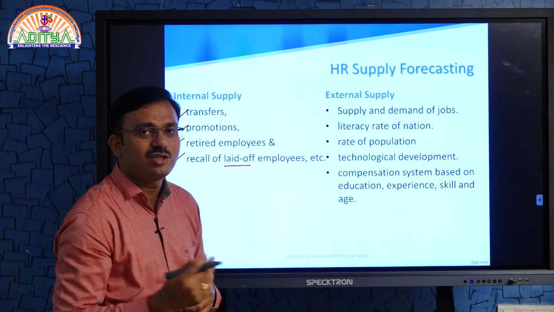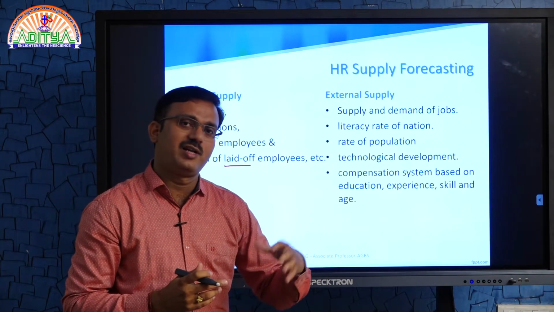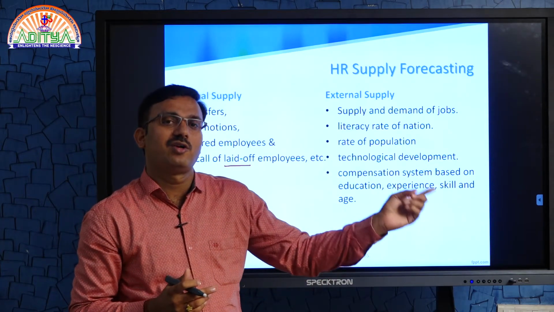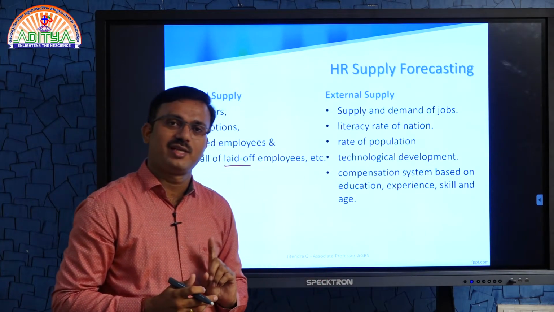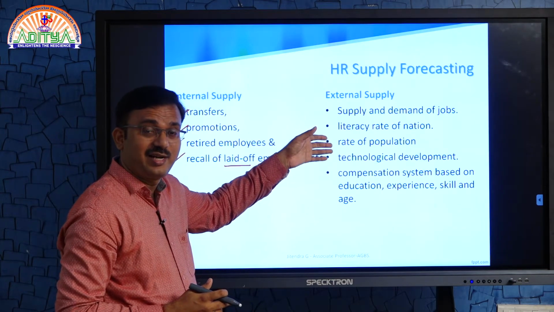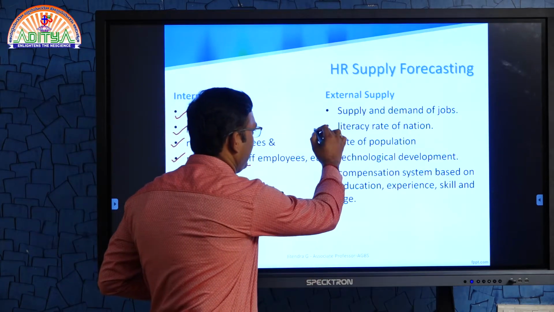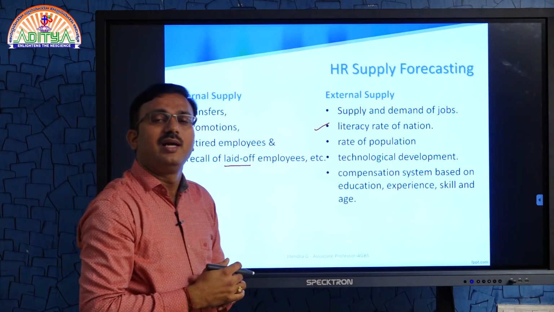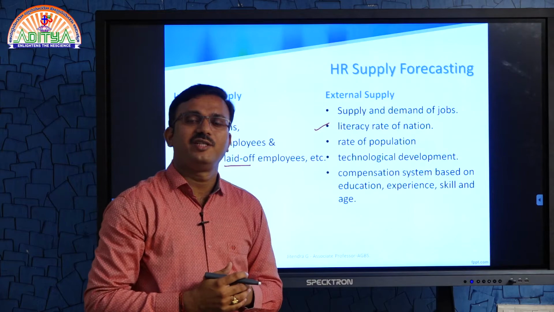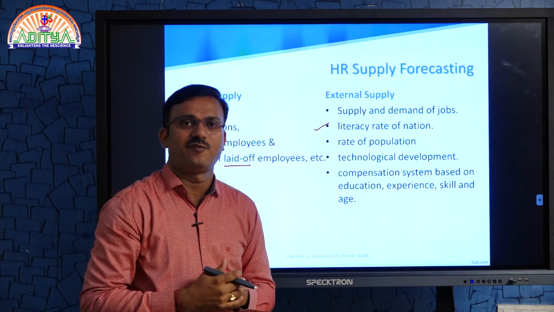Sometimes when there is an excess of people in the organization, we lay off employees for one reason or another, and once we have the requirement again, we recall the employees and use them in the company. Now, external sources: the supply and demand, the literacy rate of the nation. For this, we can see an example: there is a requirement for a number of engineering graduates for the company's demand, especially for the software industries.